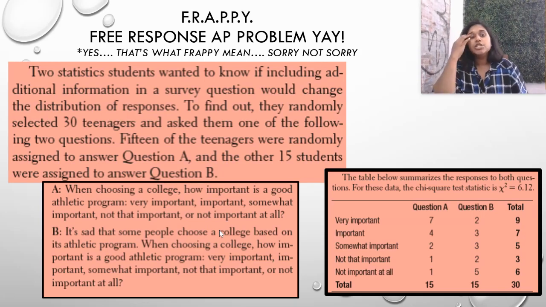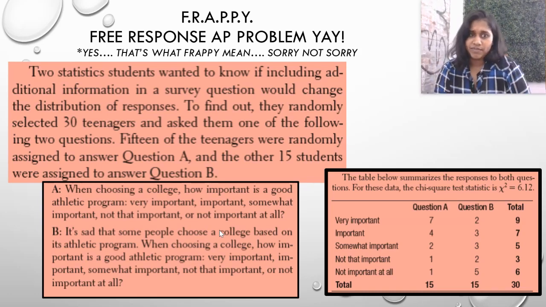All right, so statistics. Students wanted to know if including additional information in a question would change the distribution of responses. To find out, they randomly selected 30 teenagers and asked them one of the following questions. 15 were randomly assigned to A, 15 were randomly assigned to B.